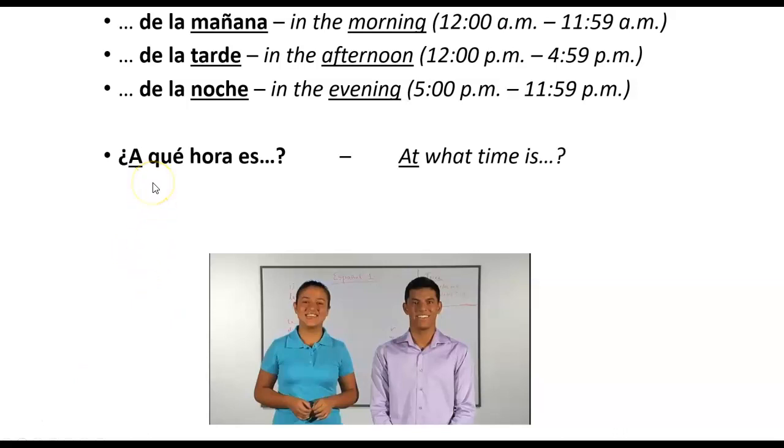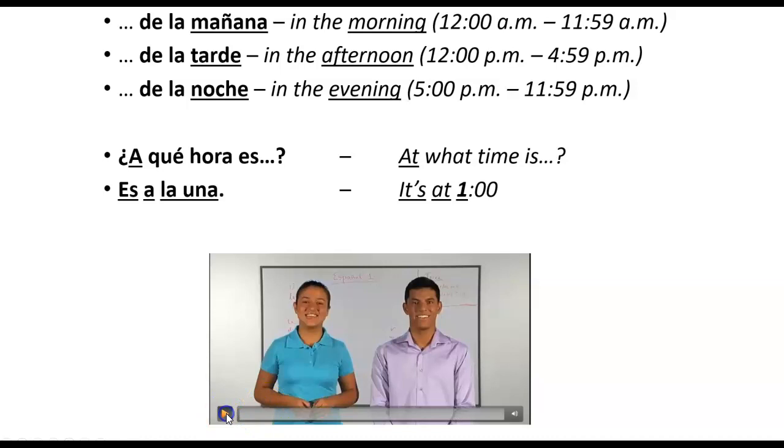To ask at what time is something, we say, ¿a qué hora es? At, meaning a. And then you would respond with, es a la una. It is at 1 o'clock. Remember, we use la una because it's 1 hour, but if it was multiple hours, like 2, 3 o'clock, we say es a las dos or a las tres.